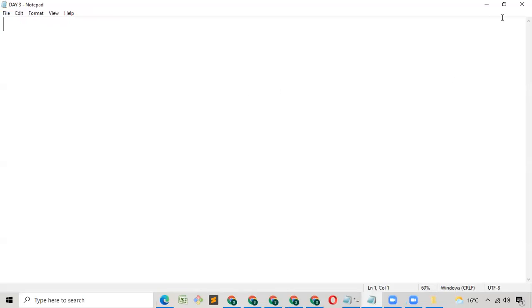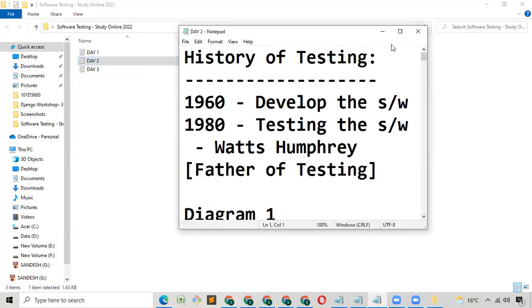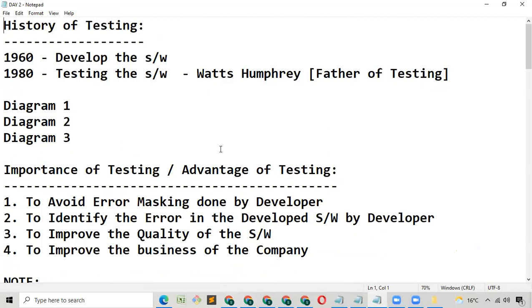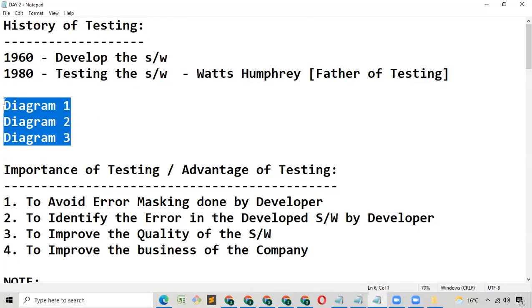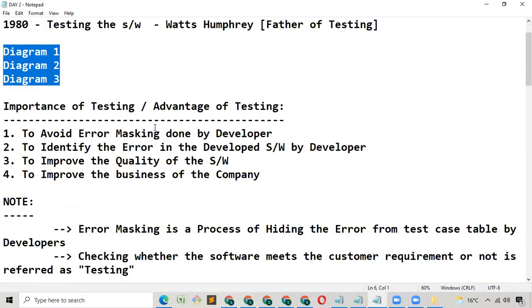Before explaining today's heading, let me quickly recap whatever I have taught in day 2, by taking some 2 or 3 minutes. In yesterday's session I taught the history of testing. That means in 1960, what they used to do in the IT company, and in 1980, what they used to do. I have written a couple of diagrams for that, and I have clearly told the importance or advantages of testing.